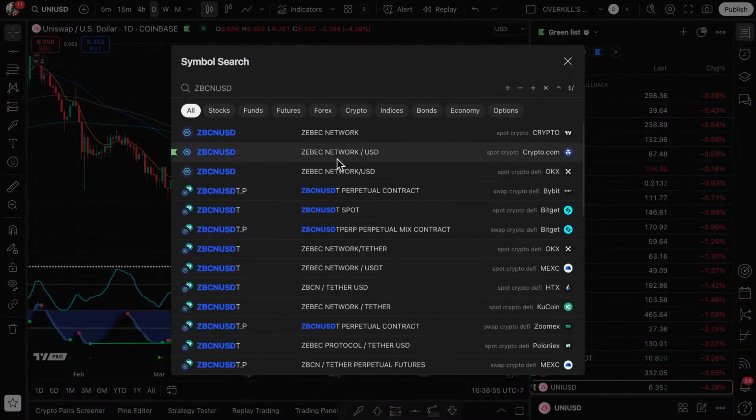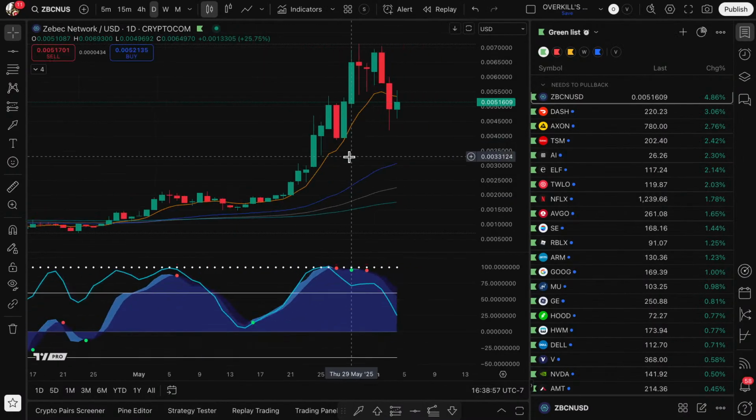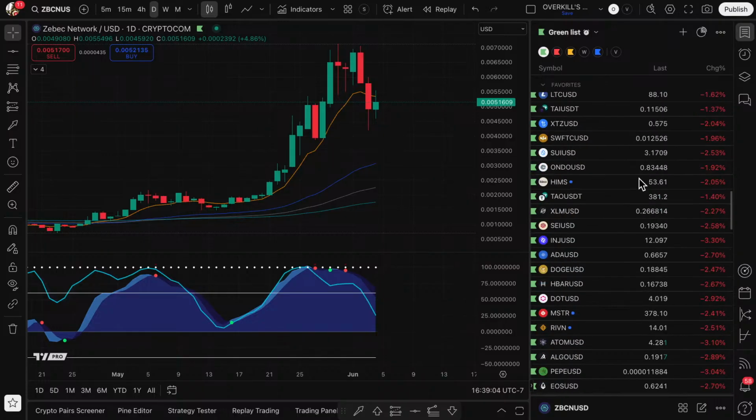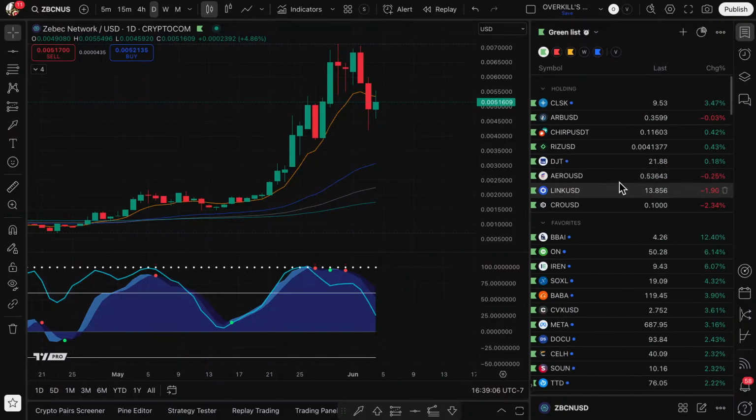ZBCN. How'd this thing turn up? I'm still a seller of this, guys. I still don't want to touch this thing yet. This is what everyone was selling their XRP to buy. Everyone was selling XRP to buy the ZBEC network. The chart's overbought. You could be bullish on the technology. You could be bullish on what they do.